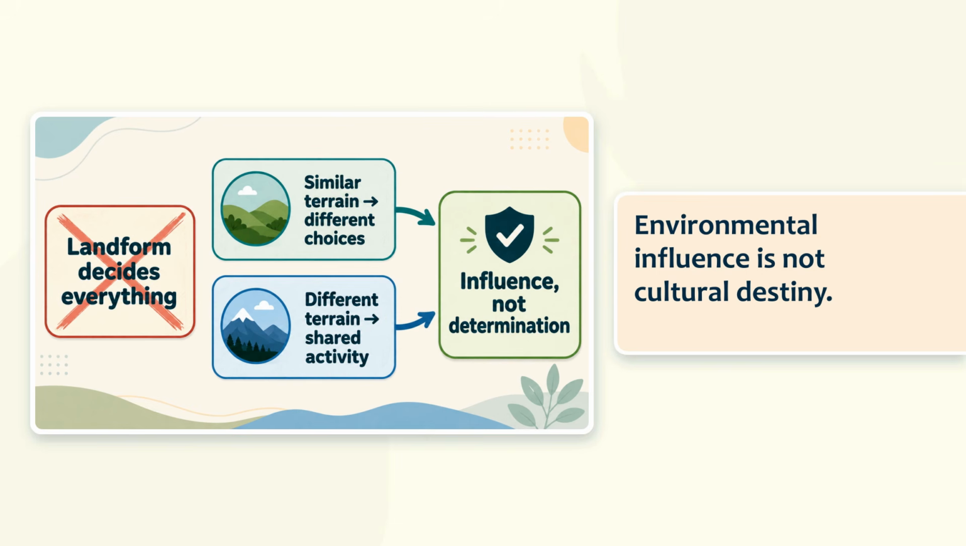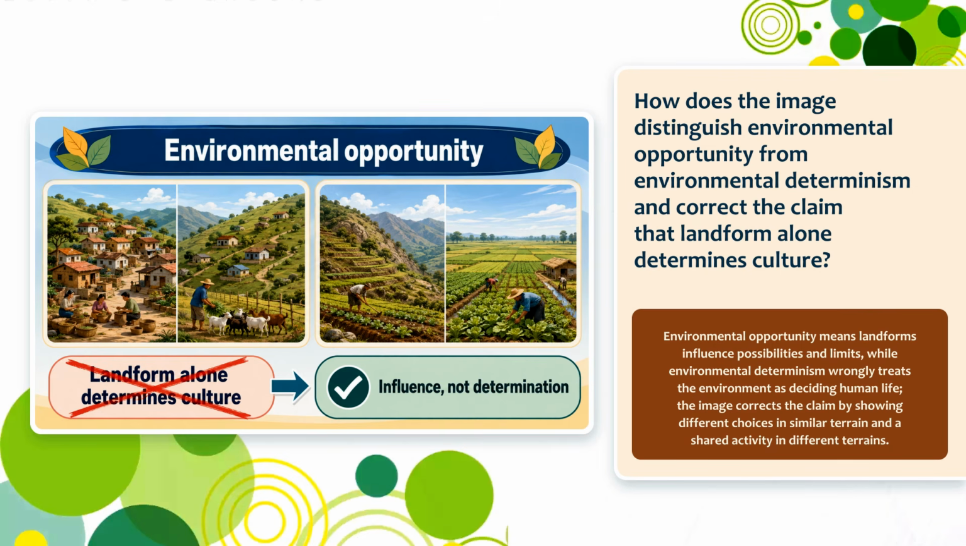The evidence gives us a safer conclusion. Environmental influence is not cultural destiny. Landform alone cannot explain a whole culture. Use one piece of evidence from each panel. How does the image distinguish environmental opportunity from environmental determinism and correct the claim that landform alone determines culture?